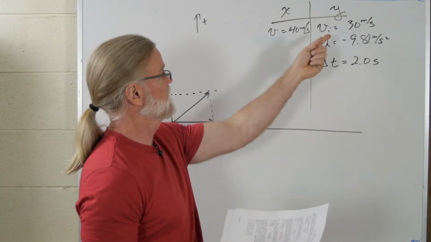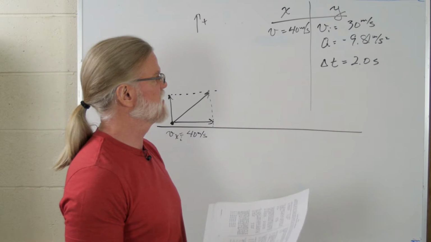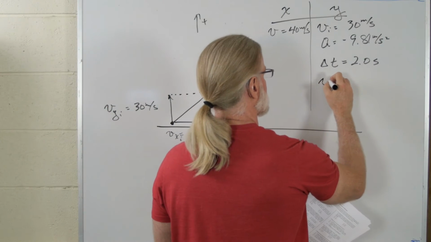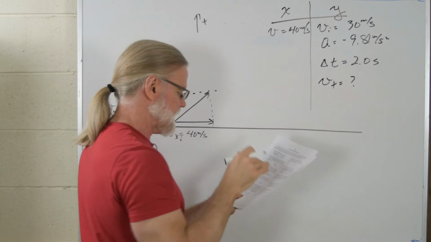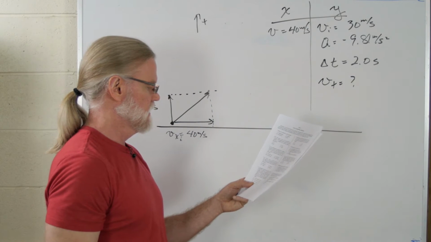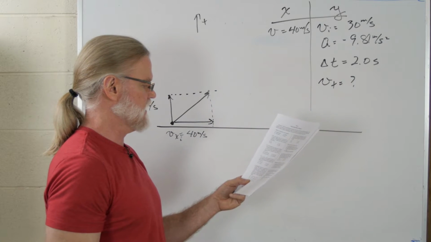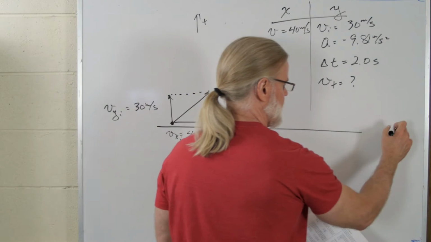So in 2 seconds, it's going to be going about 10 meters per second. They want to know what is V final. Well, I can see right away, that's going to be going up at 10 meters per second. The answer is 1.